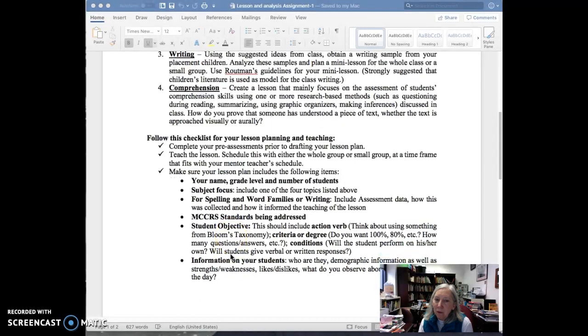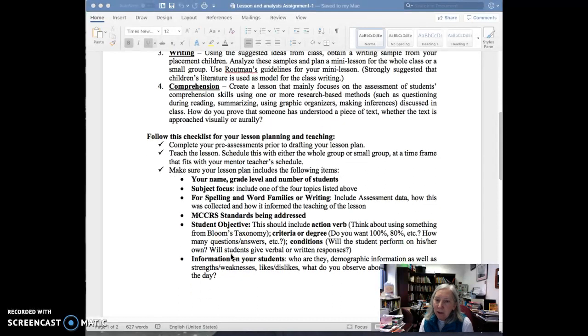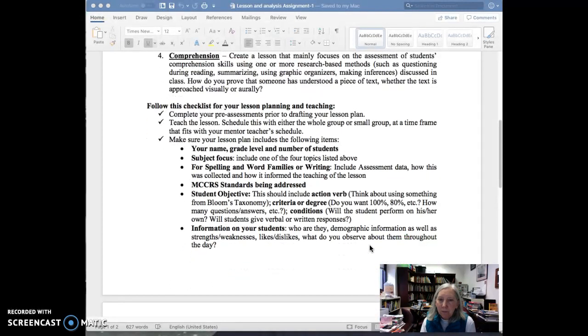I will emphasize that in writing your student objective, you want an action verb, a criteria or a degree, like what percentage of the students do you expect, or what percentage of accomplishment do you expect, and conditions. Will the student perform this on his or her own? Will they give a verbal or a written response? Make sure that's all clear in your objective.